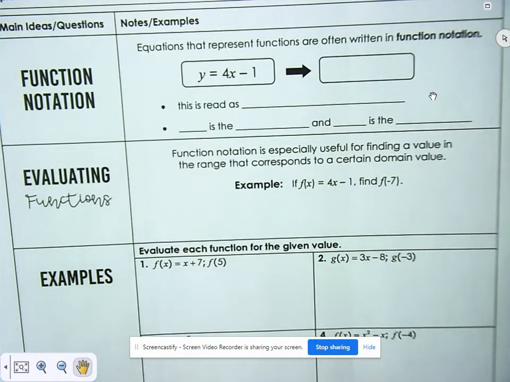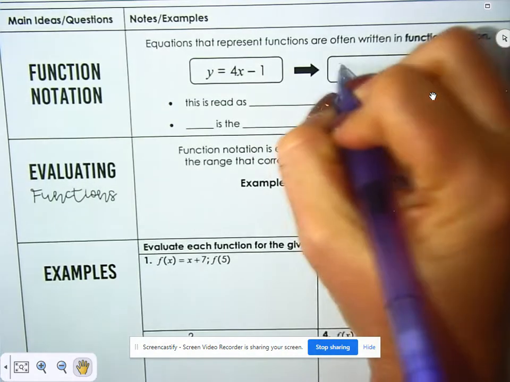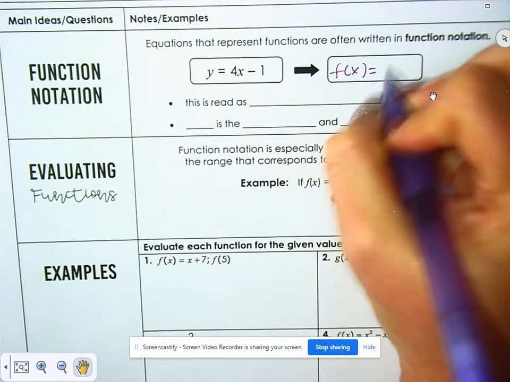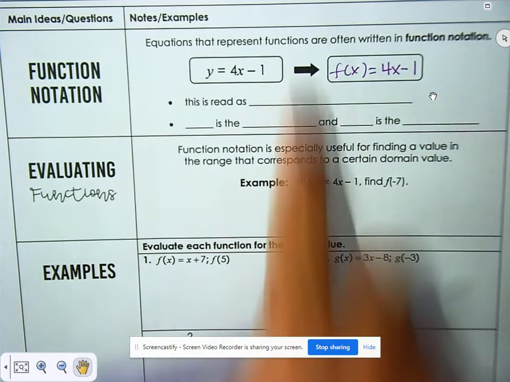All right, so we're going to talk today about function notation and evaluating functions in general. So for function notation, they can take any equation that we have and turn it into a function simply by changing this y right here to an f of x. That's what that's called. That's called f of x. All right, so that's how you would read this.